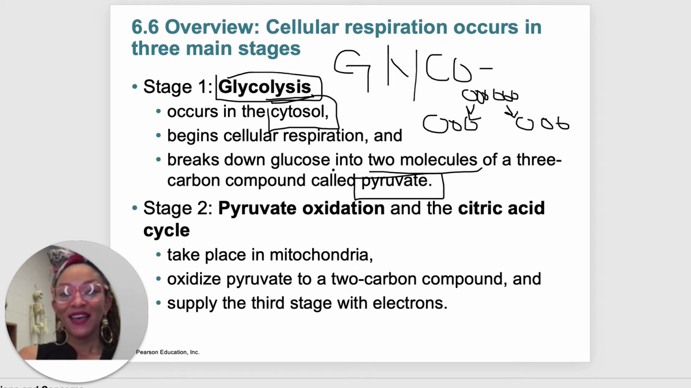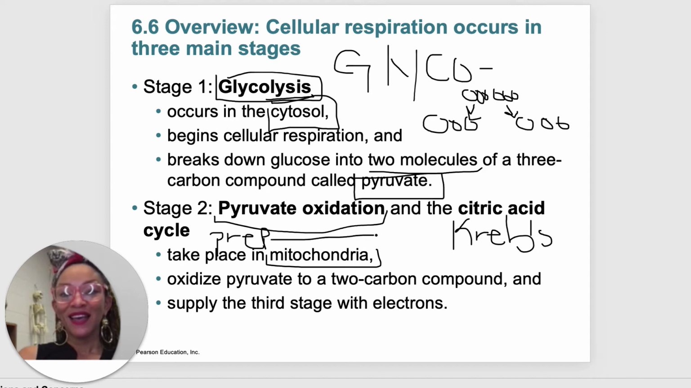All right, so stage 2 for your book, we have kind of combined the second and third steps. So pyruvate oxidation, also known as the preparatory reaction or an intermediate reaction. And then we have the citric acid cycle. You might also see it during your studies as the Krebs cycle. Okay, so that's the same thing. These are actually now going to take place in the mitochondria. Remember the mitochondria, those are the powerhouses of the cell. So they're the organelles where energy is produced and where the last stages of cellular respiration do occur.